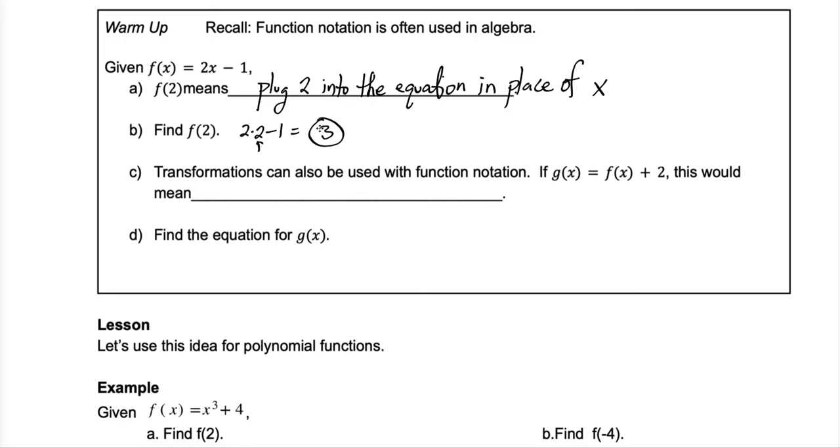Transformations can also be used with function notation, which we tried writing that way before as well. Now, this part is partially why I wanted to print these notes out. This notation feels confusing to a lot of students. Does anybody know how to decipher this? What does this say up here? It says g of x equals f of x plus 2.